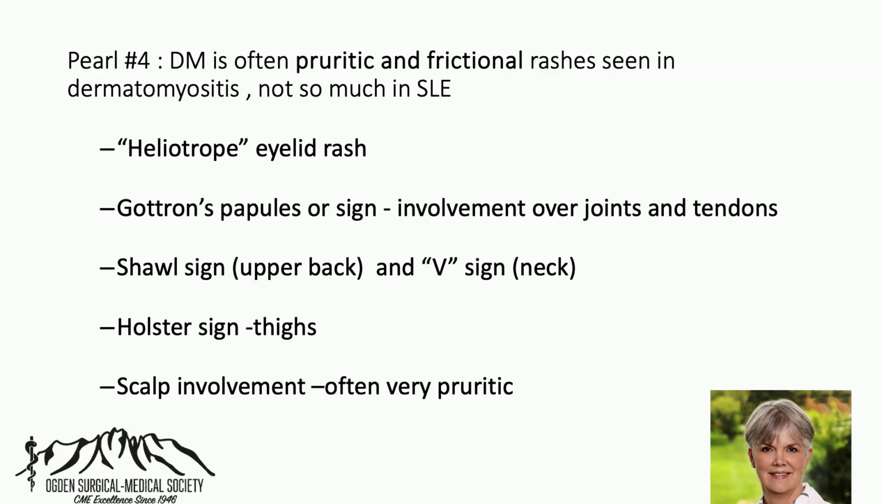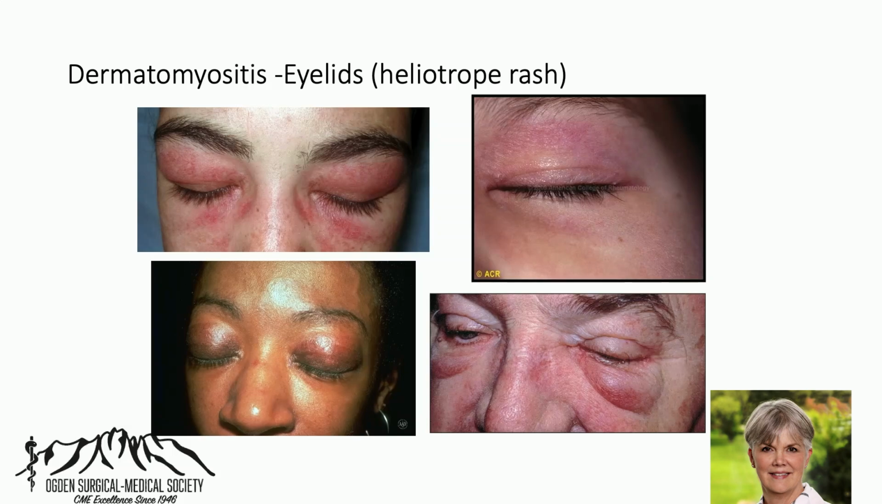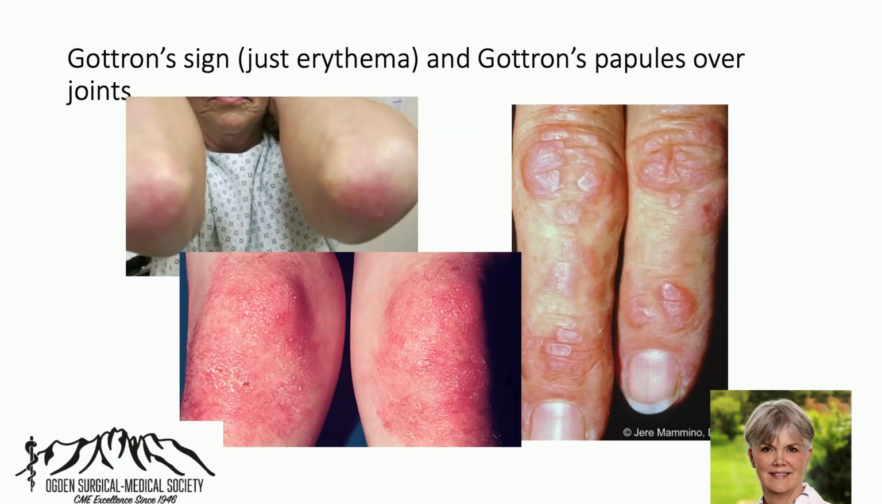Gottron's papules, once again, over the knuckles and the elbows, the shawl sign across the upper back, the holster sign on the thighs, and the scalp involvement, and I'll show that to you. So here are their eyes down on the lower right. Sometimes patients have a lot of edema too, so don't let that fool you. Gottron's sign is when you don't see the papules, you just see the erythema. But once again, this isn't photo-distributed over your elbows. That doesn't make sense. So think friction and think pruritus. Not every patient is pruritic, but think of it. And then the Gottron's papules over the knuckles.